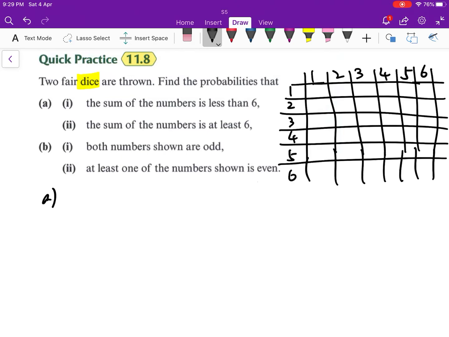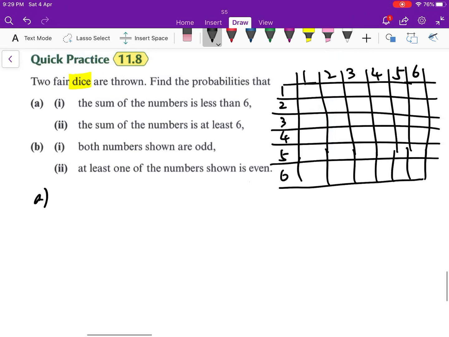So after we draw the table, now take a look at this. First of all, we want to find out the sum of the numbers that is less than 6. So highlight all those less than 6. Yes, some of them are less than 6.